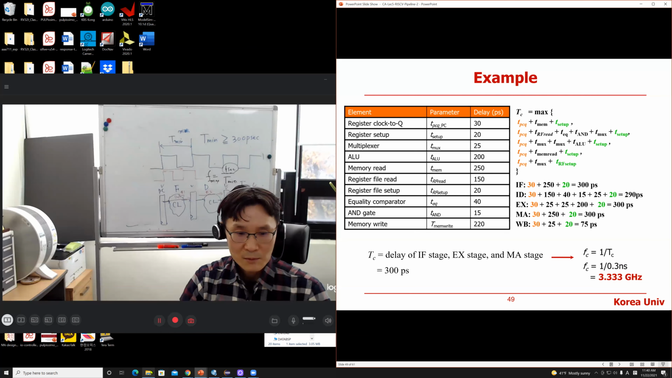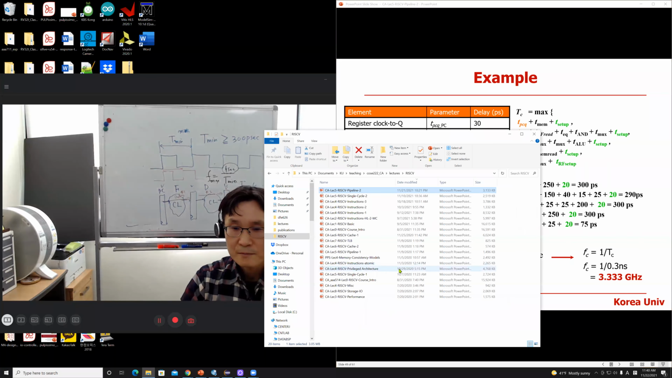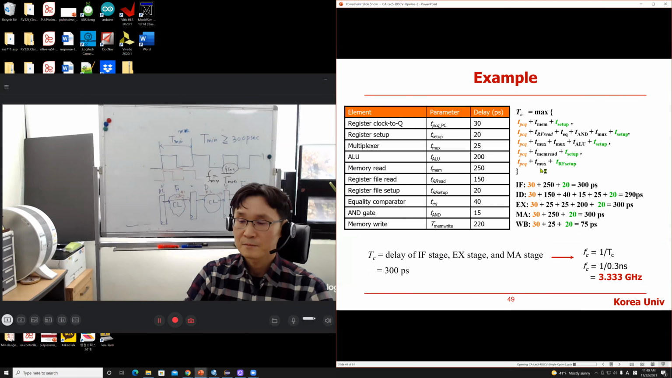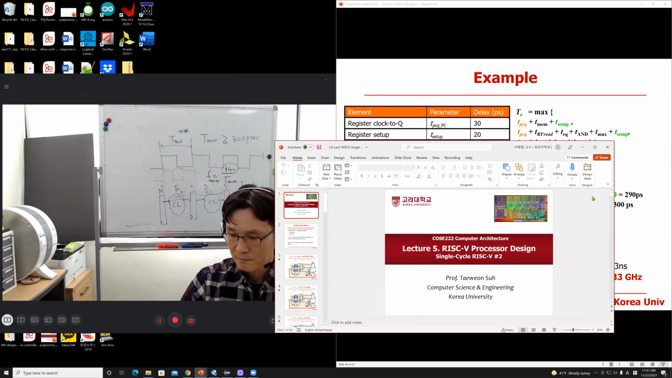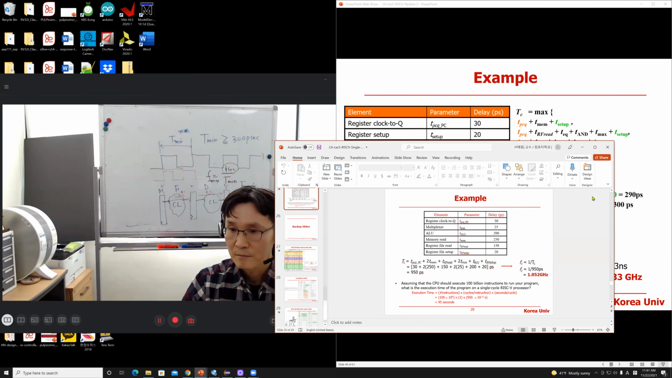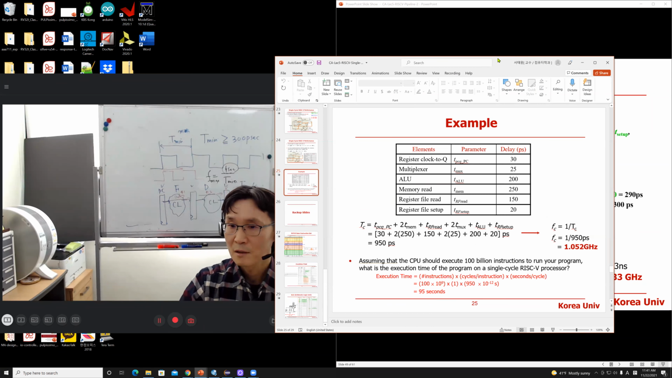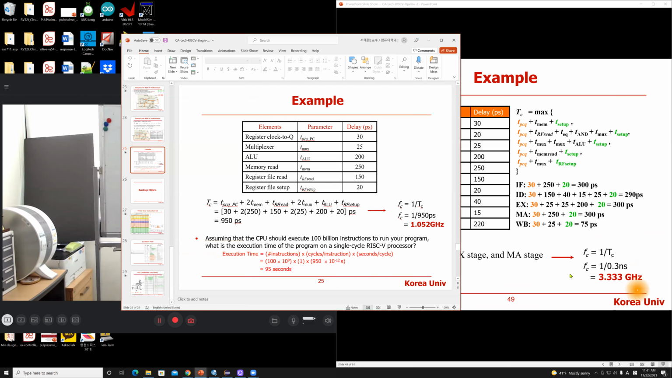And one last thing is, if you compare single cycle CPU design, where is that? Okay, this one. Do you remember the clock frequency of single cycle CPU? So single cycle CPU, right? We evaluated the clock frequency of single cycle CPU, which is roughly 1 gigahertz versus here 3.3 gigahertz. So dramatic improvement, right?